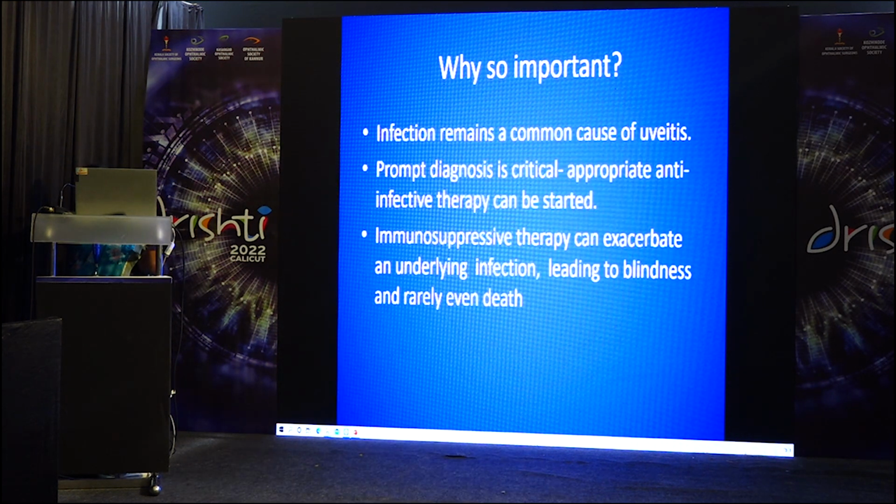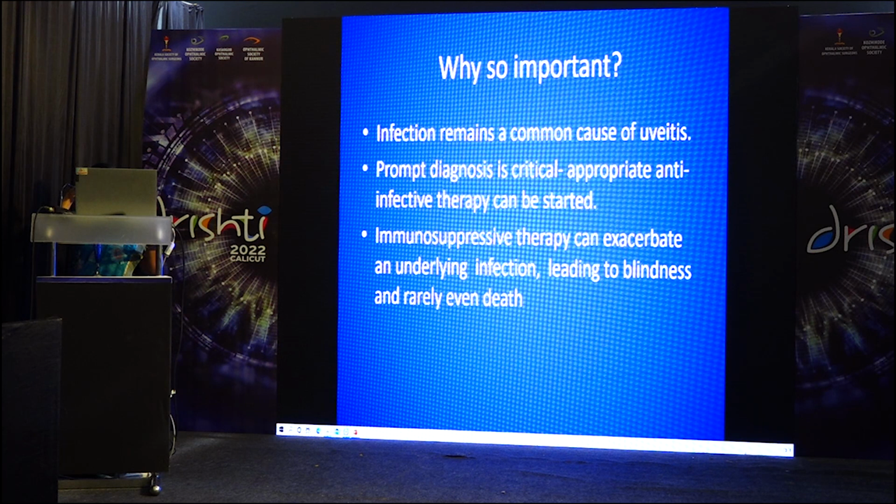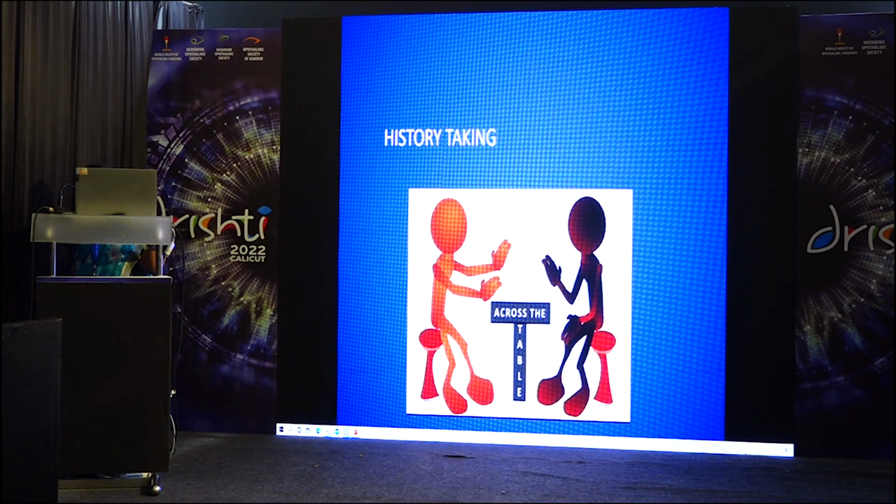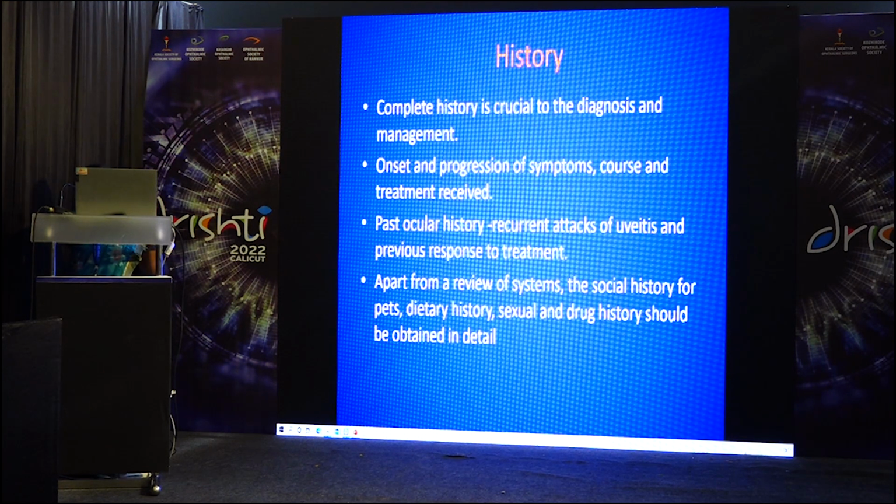But is it so? Why is it important to identify the etiology of uveitis? Because infection remains a common cause of uveitis and prompt diagnosis is critical so that appropriate antibiotic therapy can be started on time. Considering an immune etiology and starting immunosuppressive therapy can exacerbate an underlying infection that can lead to blindness and rarely even death. So all uveitis workup will start with a good history taking. A complete history is crucial to the diagnosis and management.